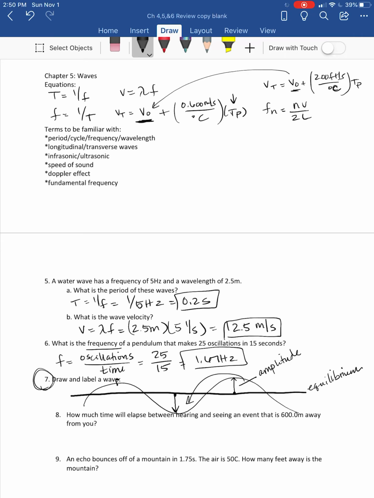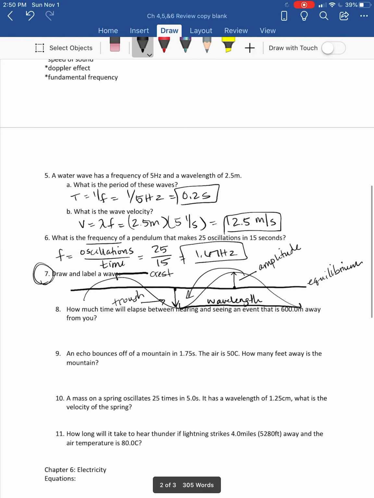The top part of the wave is known as the crest, and the bottom part of a wave is known as a trough. If you went from one trough to another trough, this would be a wavelength. This would be a full back and forth motion. Okay, so that is the wave labeled.